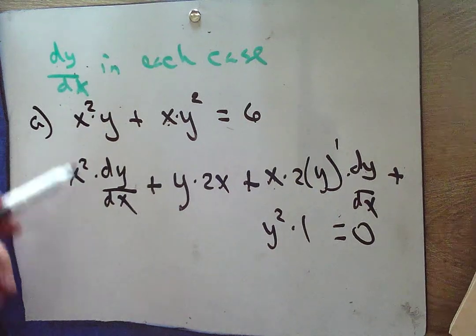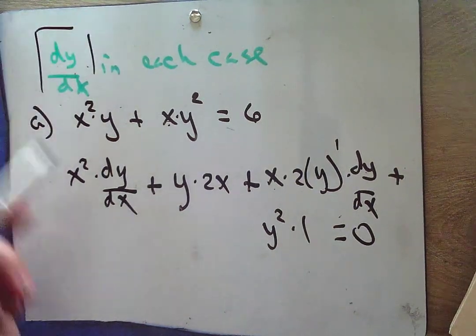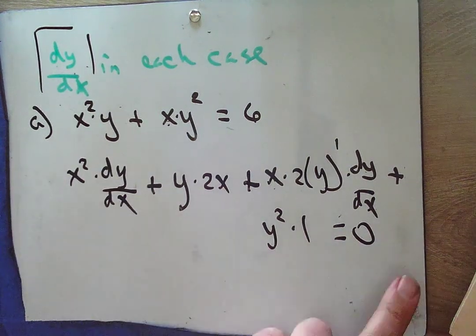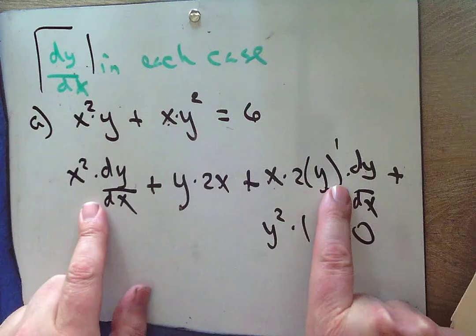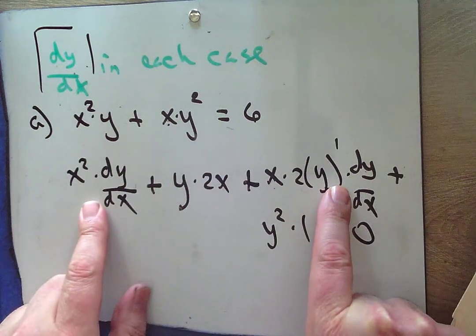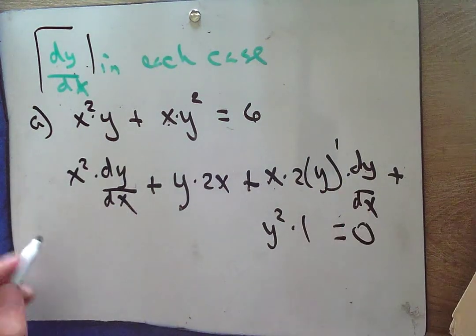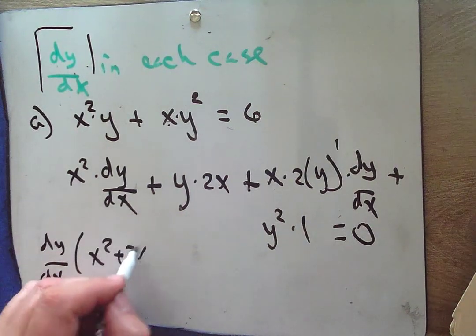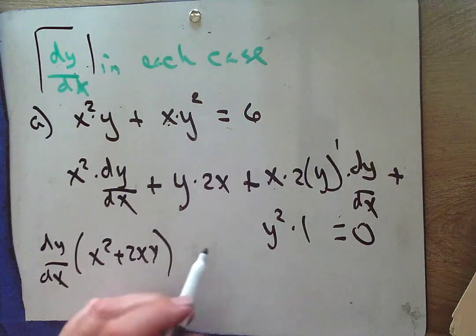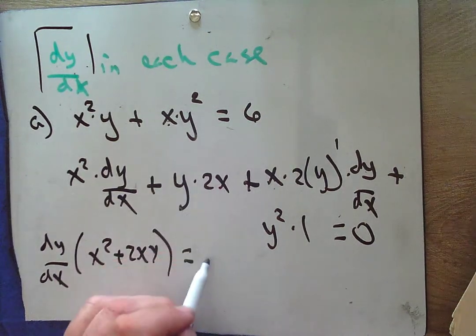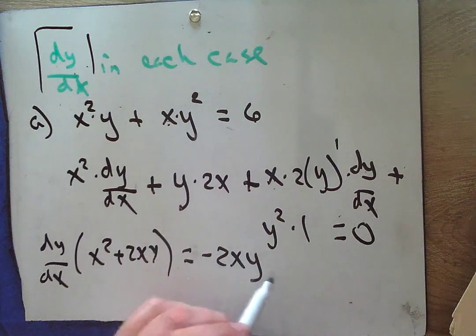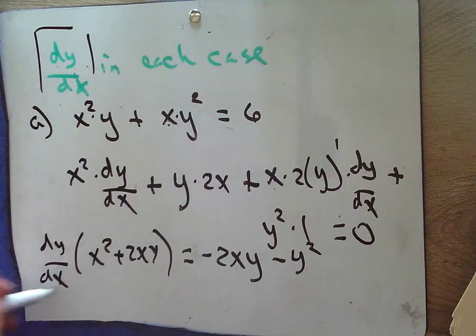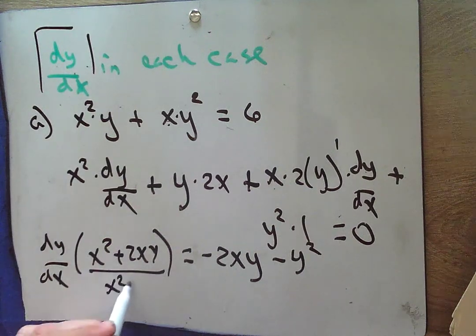Remember, we're not done yet until we have dy/dx by itself. So I'm going to move the non-dy/dx stuff to the other side and leave all the dy/dx stuff here, but factor out the dy/dx. So I'm going to have dy/dx times (x squared plus 2xy). And that equals, moving this to the other side, minus 2xy, and this minus y squared. Not done until dy/dx is by itself, so I need to divide.